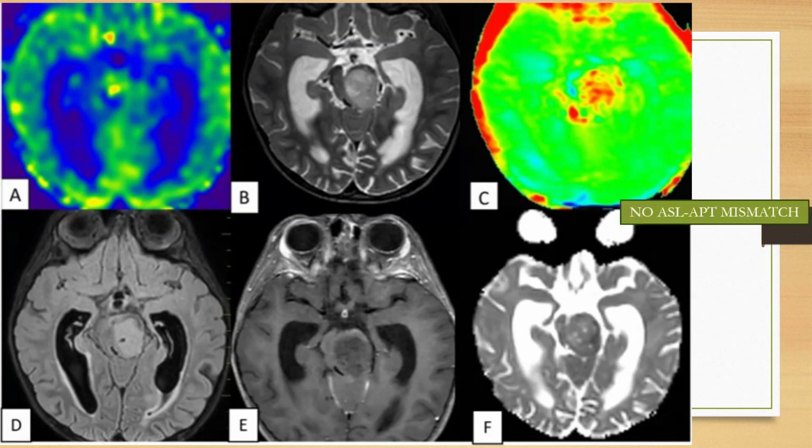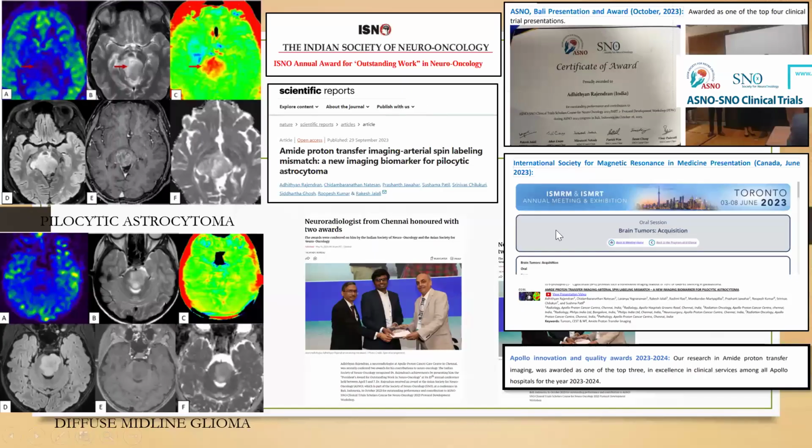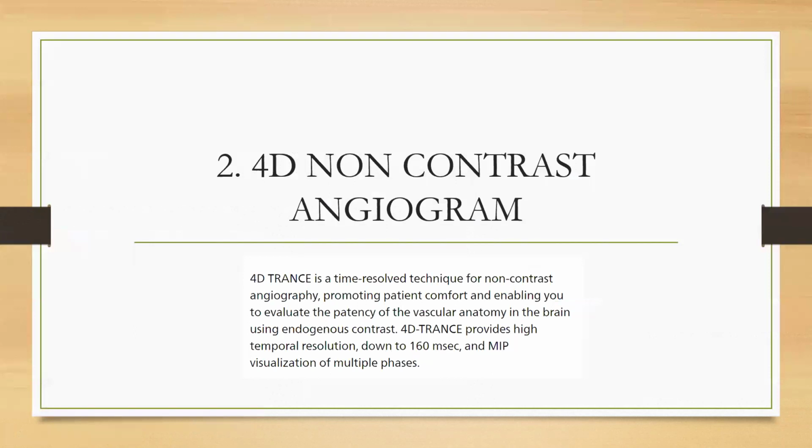So basically, all the pilocytic astrocytomas showed very high values in APT. Based upon this method, we diagnosed it as an imaging biomarker for this type of tumor, and we published it in Nature Scientific Reports, and also presented it at the ISMRM. The ASNR and also ISMRM awarded this work in neuroradiology this year for this paper.